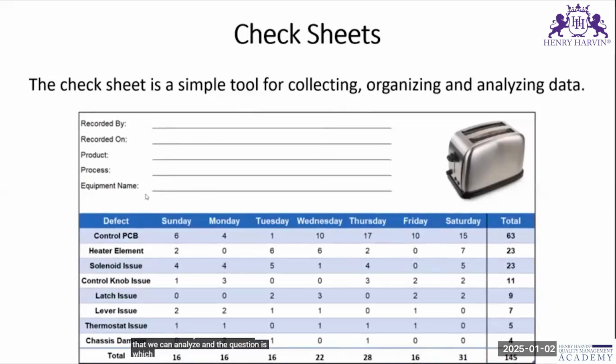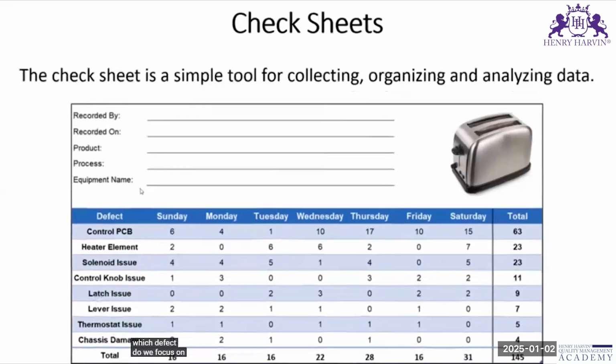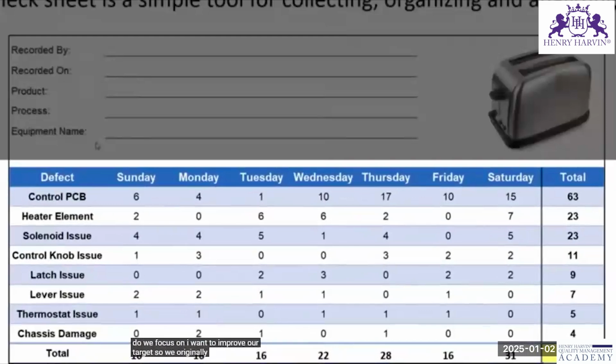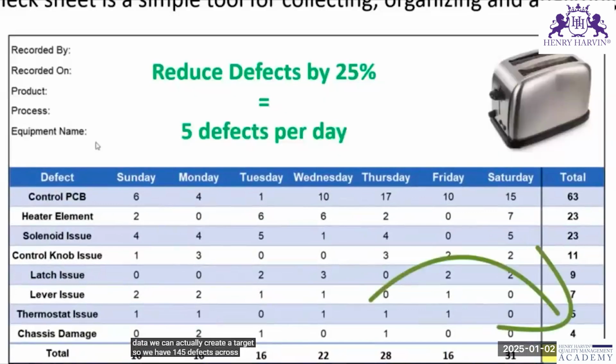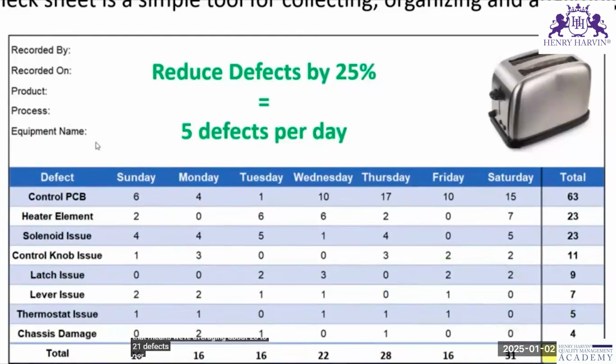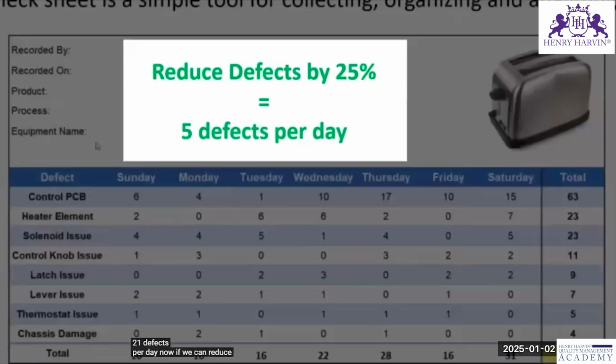And the question is, which defect do we focus on? I want to improve our target. So we originally said we want to reduce defects by 25%. Well, now that we have a little bit of data, we can actually create a target. So we have 145 defects across a whole week. That's 7 days. That means we're averaging about 20 to 21 defects per day. Now, if we can reduce that by 25%, we will eliminate 5 defects per day.